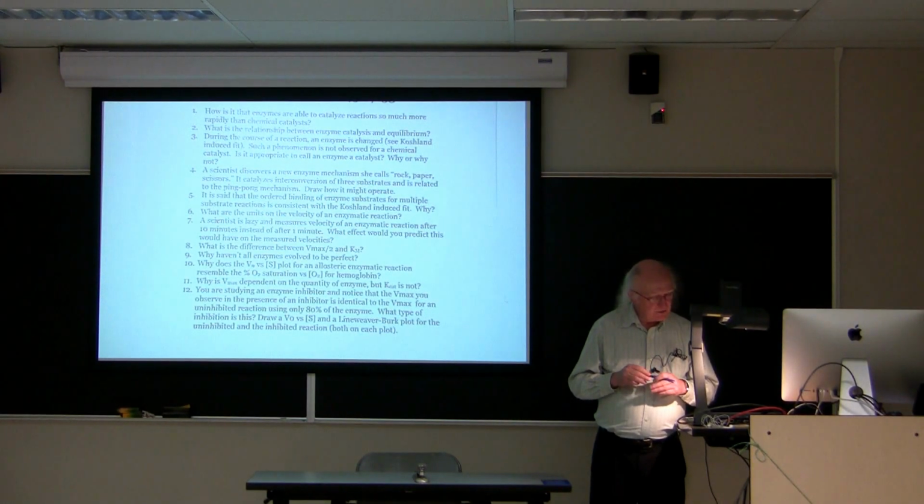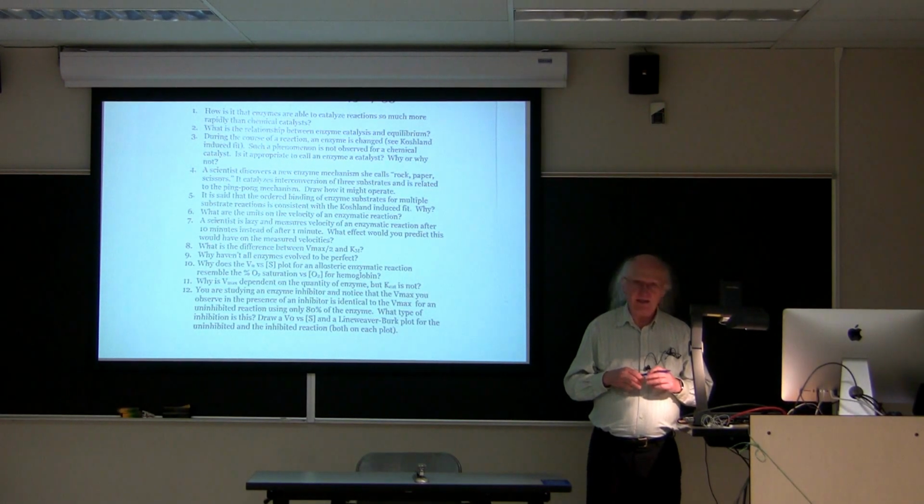Question number 8 says, what is the difference between Vmax and Km? Now this is, on the surface, a very simple thing. We look at this and we say, well, between Vmax over 2 and Km. Vmax over 2, of course, is half of the maximum velocity. We can read that very easily off of the y-axis, and we remember that the units of velocity are concentration of product per second. So Vmax over 2 will be half of what that Vmax was that we measured.